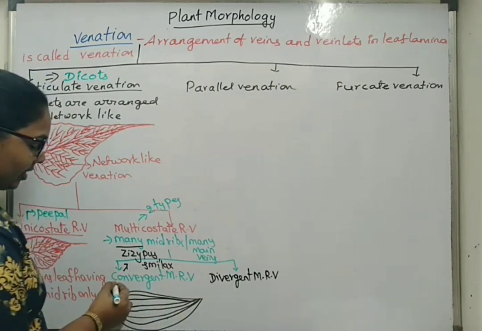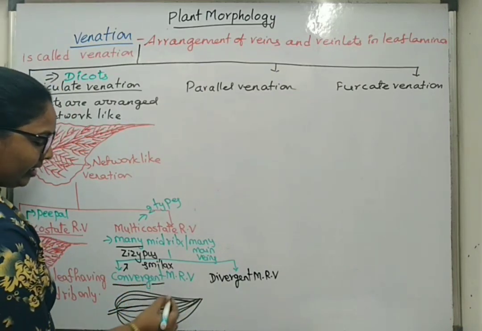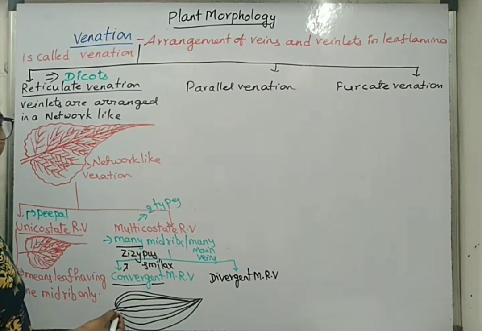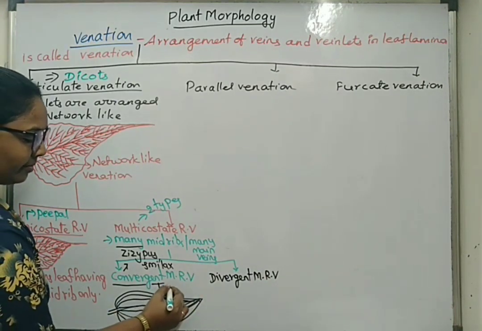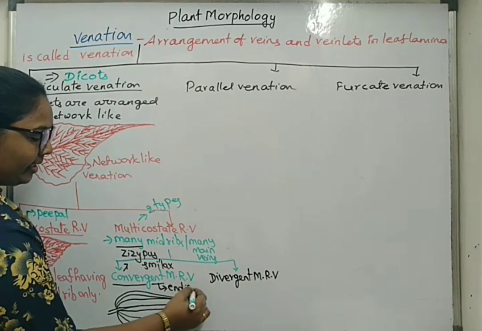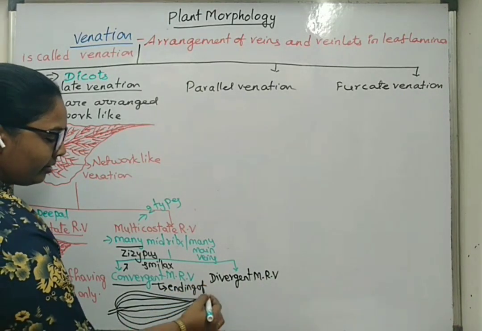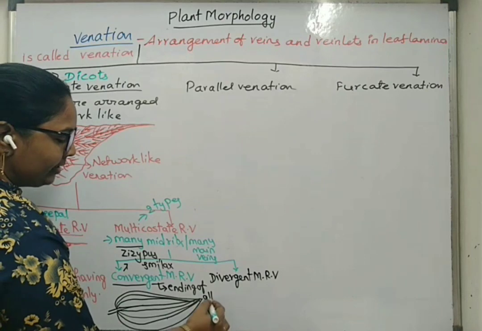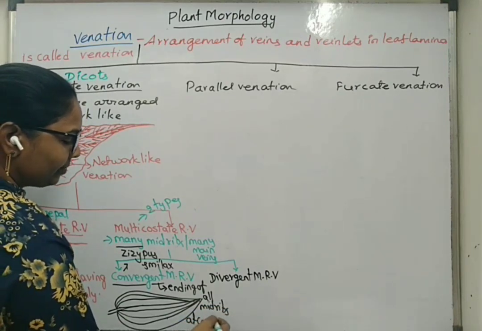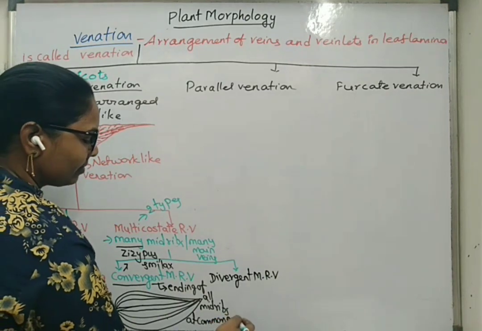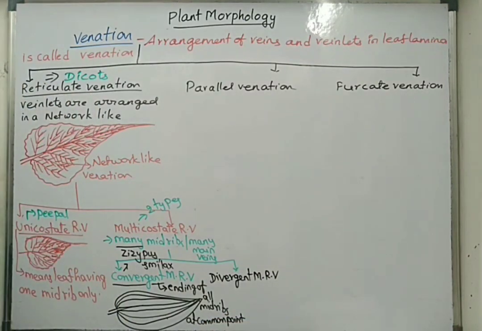Here, convergent reticulate venation, if you see, all the midribs have started at one point. They all ended at one same point. Ending of all midribs at common point, in case of convergent type of reticulate venation.